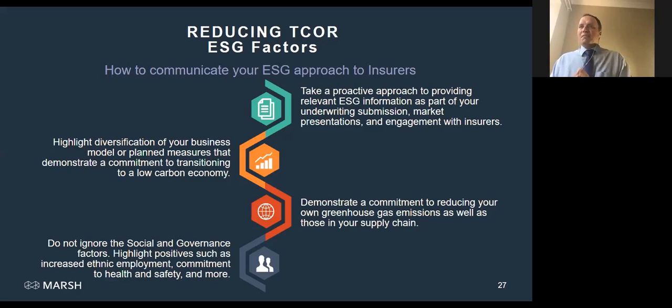Demonstrate a commitment to reducing your own greenhouse gas emissions as well as those in your supply chain. We find that the main focus currently is on the environmental factors. However, do not ignore your social and governance factors. Highlight positives such as increased ethnic employment and your commitment to health and safety. Next slide.